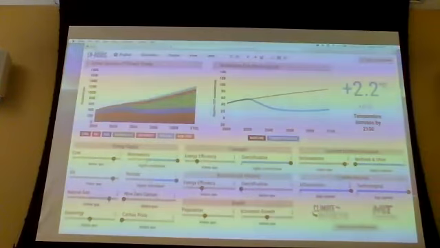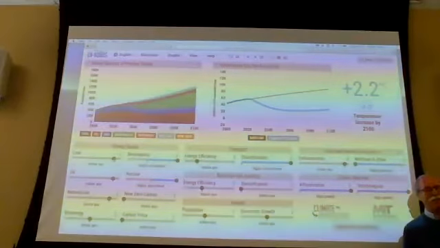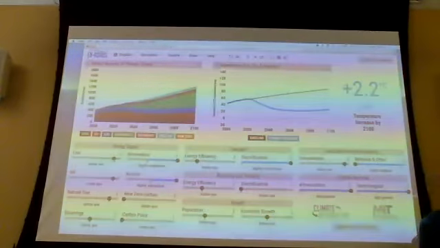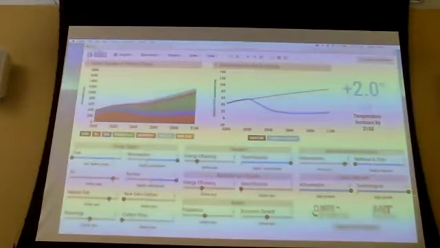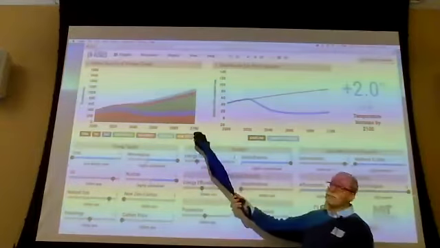What if you took the coal all the way down to zero? Let's see what happens. Tax the living daylights out of coal. The cost in this slider would go up a little more than a factor of 2. We got another two tenths of a degree. But one of the things about coal is that it's persistent.